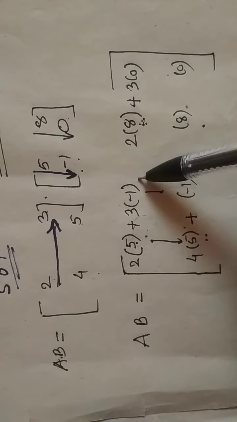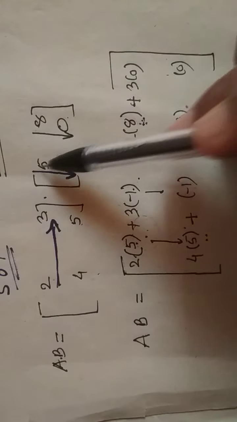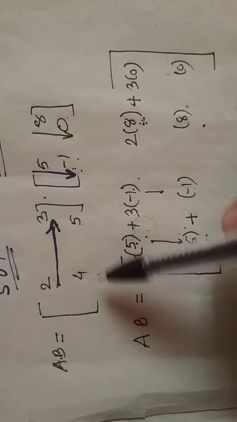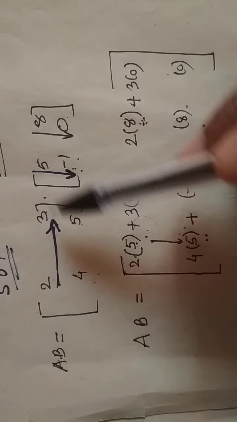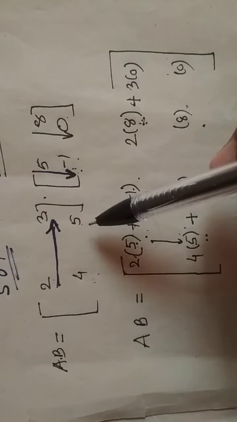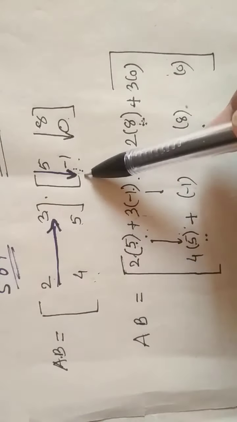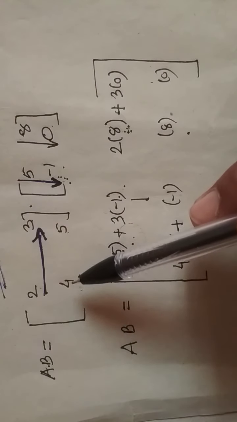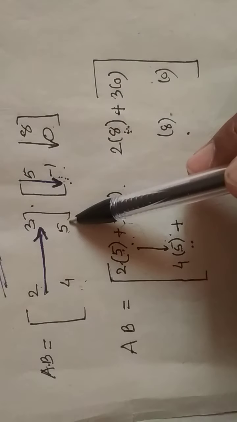Had it been the first row, it would have been 2 into 5 plus 3 into minus 1, which we have already written. Now in place of 2 and 3 we have 4 and 5, but 5 and minus 1, since they are column elements, will remain the same. We are multiplying with the same first column, but the row will be the second row. So the entire second row will be multiplied with the first column, in the form of sum of products. We find the products and add them up: 4 into 5 plus 5 into minus 1.